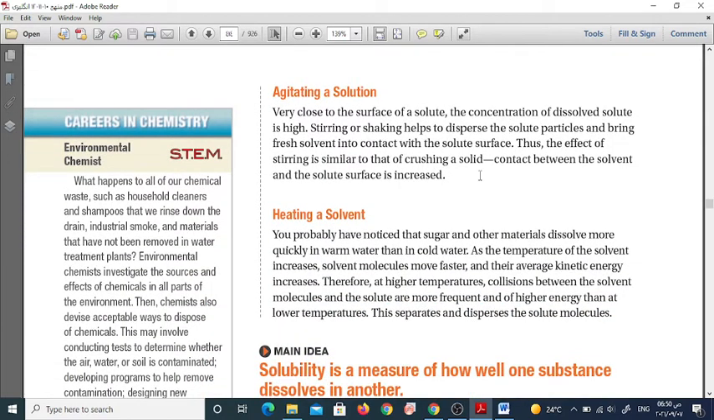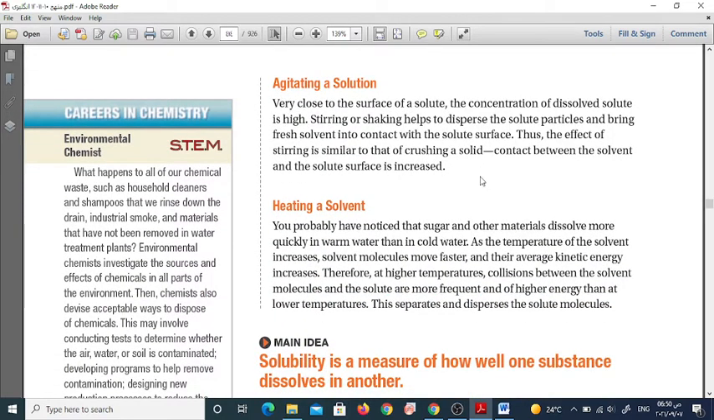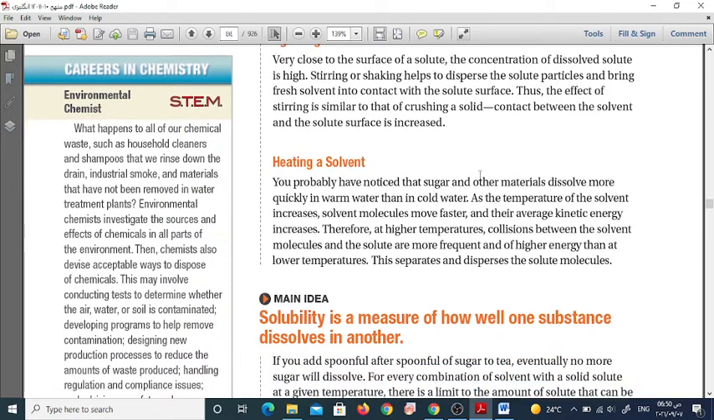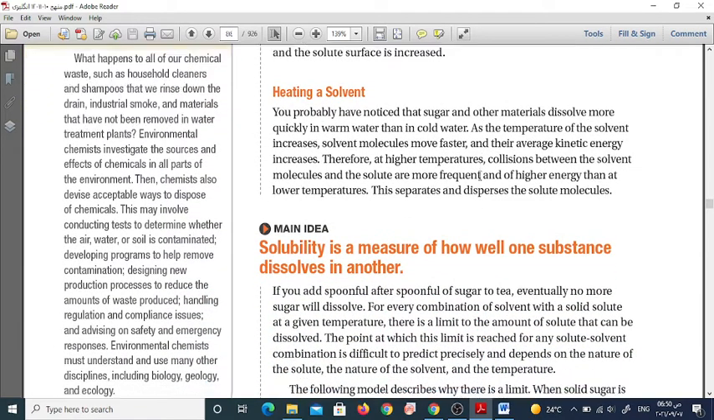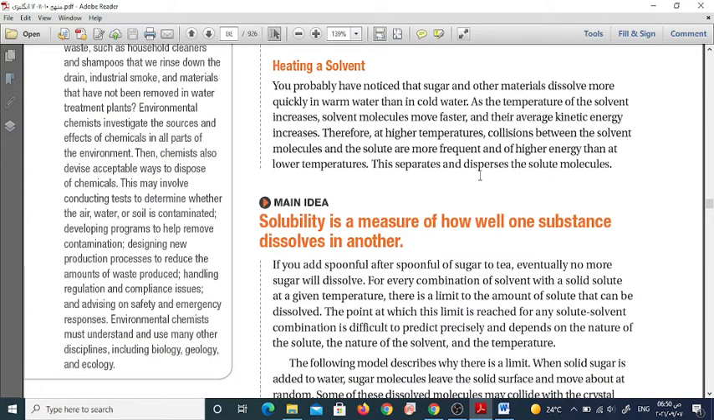Agitating a solution: of course, when you agitate the tea, the sugar will get dissolved faster. Heating a solvent: when we heat the solvent, we increase the dissolving process.